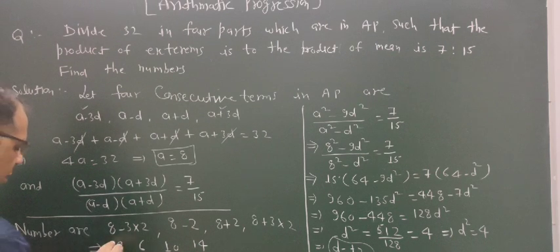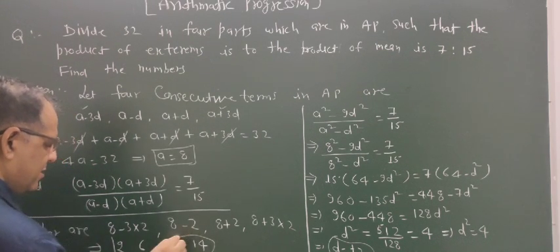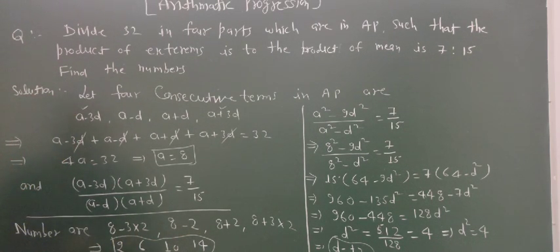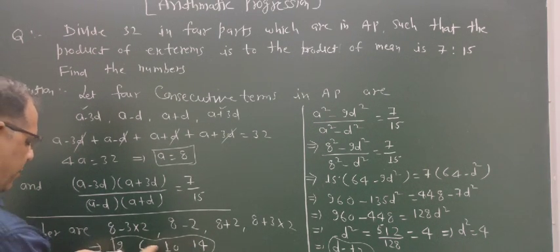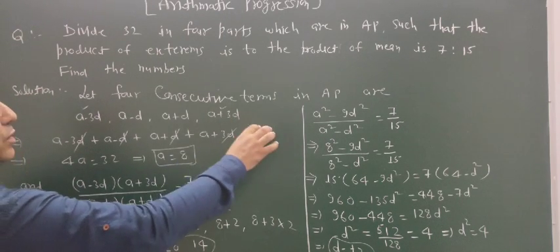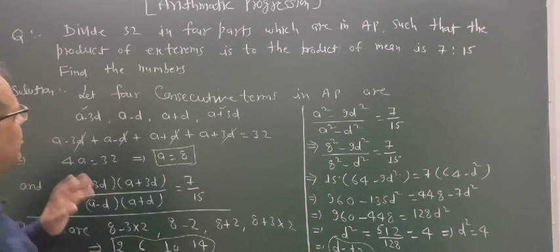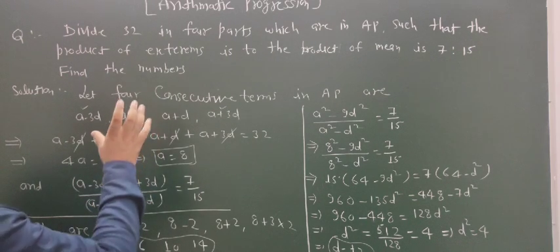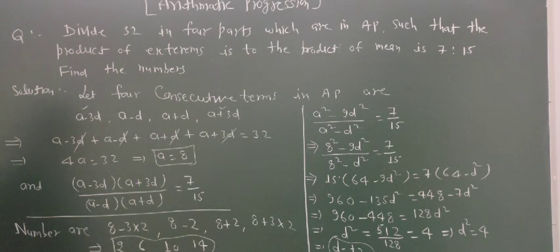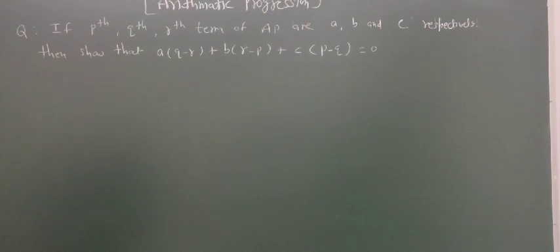So these are four numbers whose sum is 32. You can check it: 14 plus 10 is 24, plus 6 is 30, plus 2 is 32. Now the ratio of the product of extremes and the product of means is equal to 7 upon 15. So this is the first problem based on arithmetic progression. Now I am taking another problem.